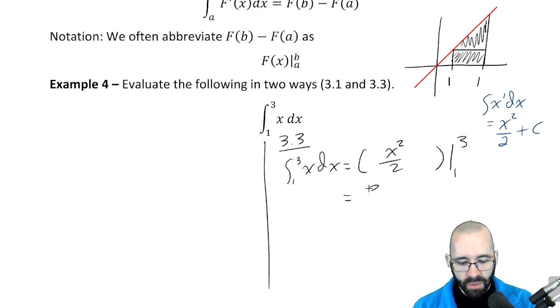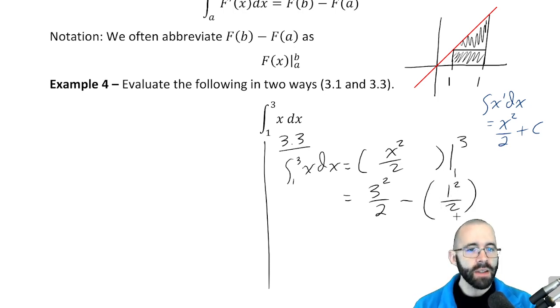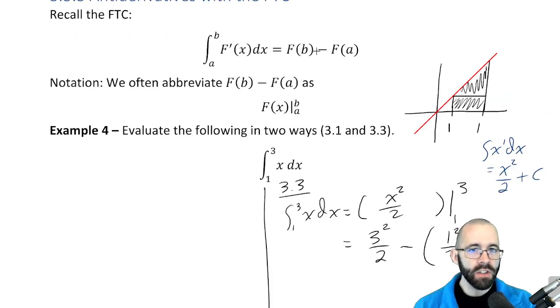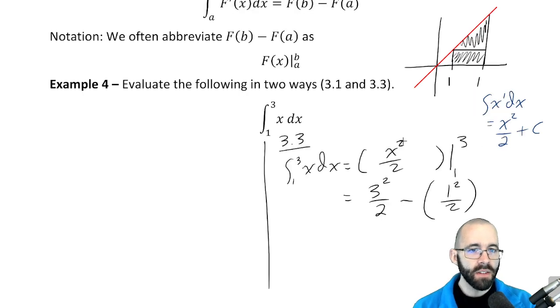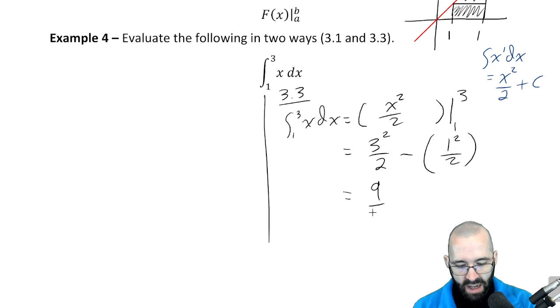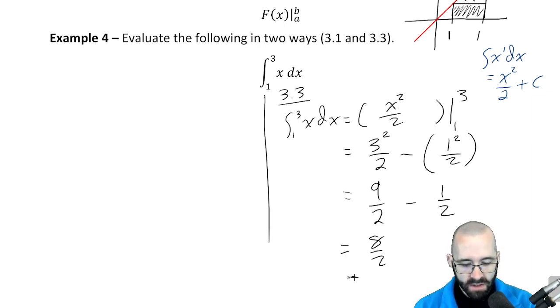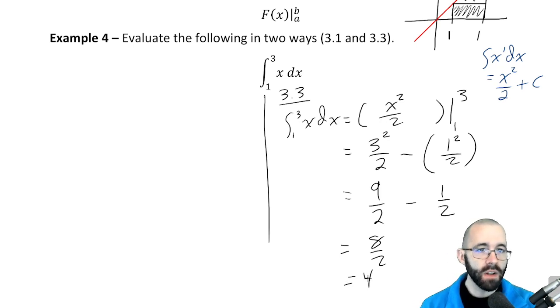So we plug in 3 and we get 3 squared divided by 2. Then we plug in 1. We get 1 squared divided by 2. And now we simplify and subtract. The fundamental theorem says the integral of the rate of change is the total change. So this is f of b, the antiderivative at b. This is f of a, the antiderivative at a. This is 9 halves minus 1 half. That's 8 halves, which is 4.